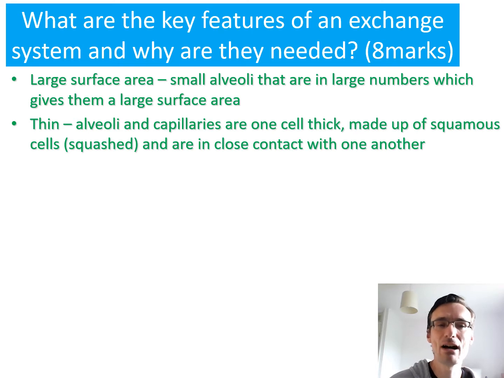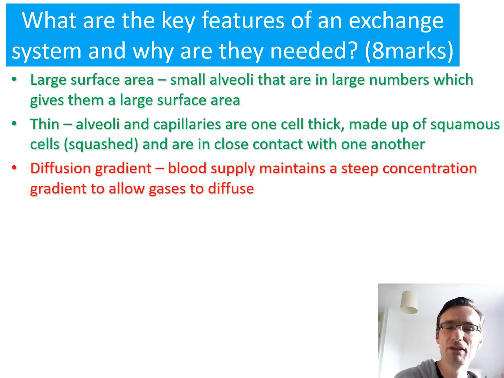You've got the fact that the alveoli are thin, they're one cell thick. They're made up of something called squamous epithelial cells, sometimes called pavement cells, which are like thin squashed cells, which decreases the diffusion distance and again helps diffusion happen much quicker. The diffusion gradient is maintained by having a good blood supply, or the concentration gradient would be a slightly better way of saying that. And that means you maintain that high concentration to low concentration, allowing the gases to diffuse effectively.